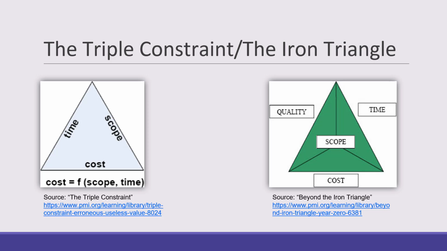Let's start with the diagram on the left as an example, and this is titled the triple constraint. In this diagram, the relationship between time, cost, and scope are highlighted.